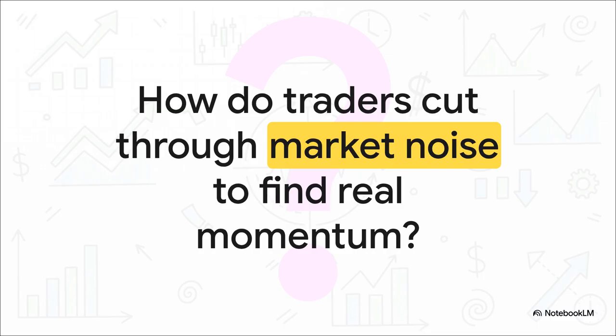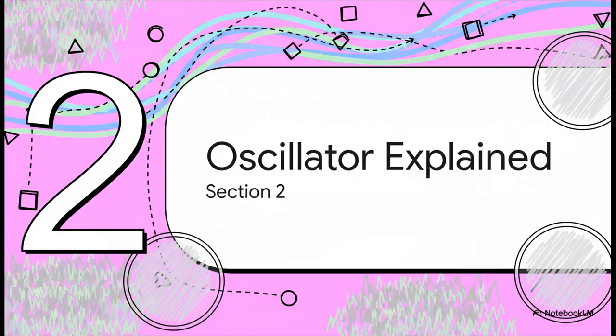What traders need is a way to filter out that noise so they can see the real underlying trend. And that is exactly where our tool comes in. So for Section 2, we're going to get into the nuts and bolts of the oscillator itself and see how it's built from the ground up to do just one thing really well: cut through all that noise.